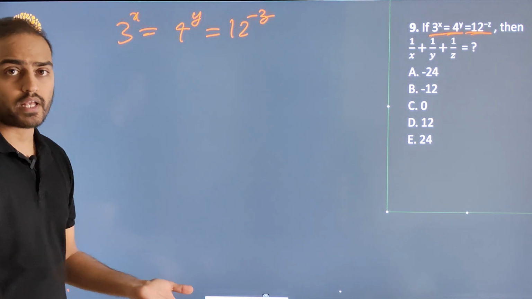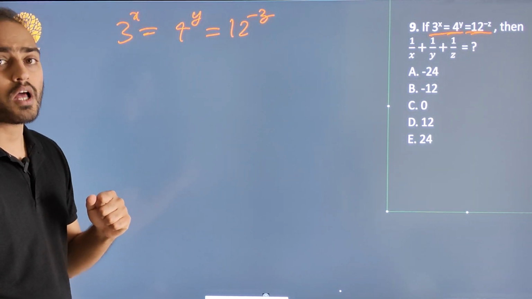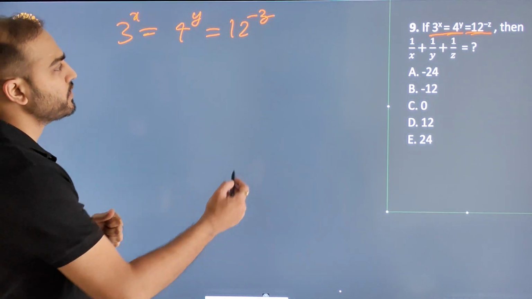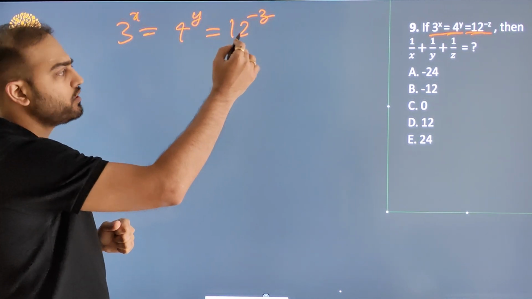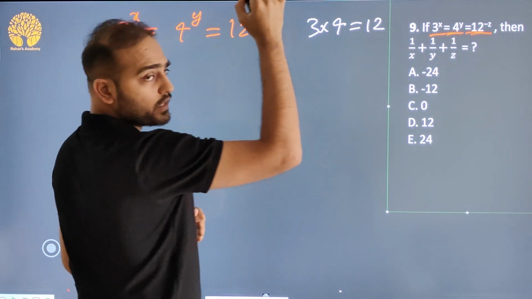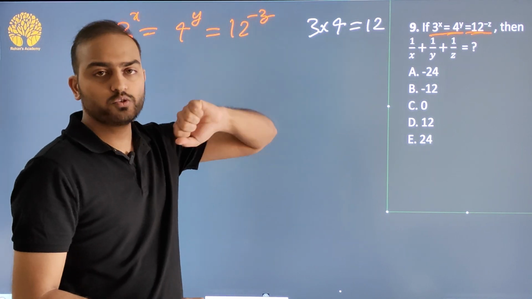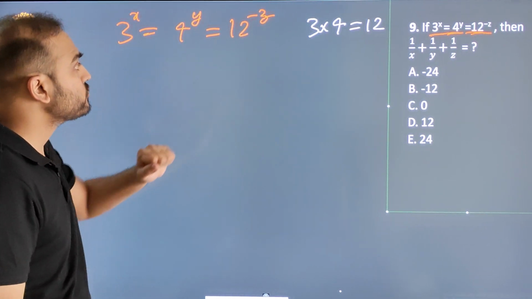So why even try for that? Now think, how can I make the bases same? Looking at 3, 4 and 12, what comes to my mind is 3 times 4 is 12. So let's do one thing.